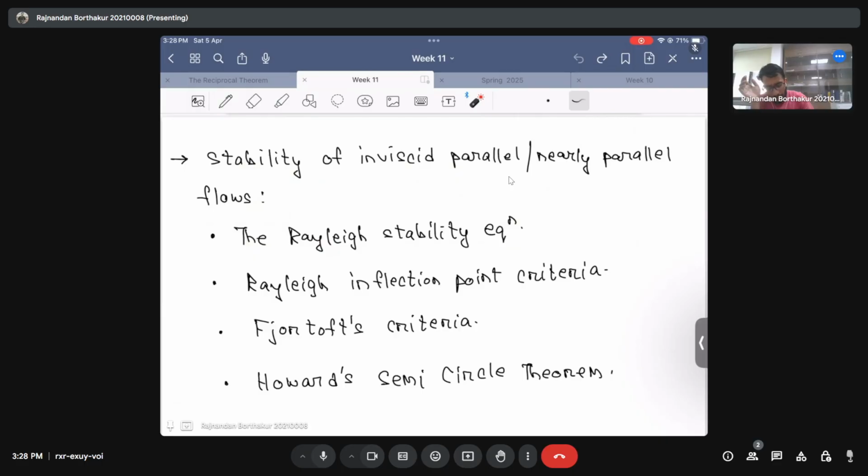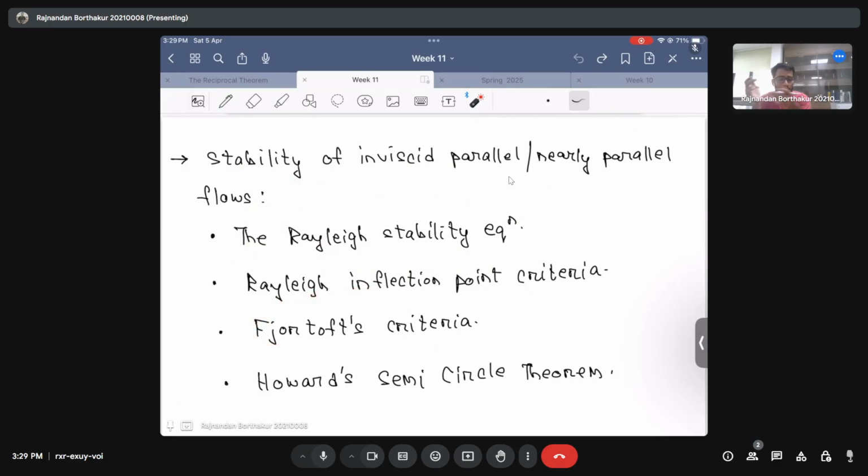As of today we will see this. I don't think we can finish it because it's a long exercise, and we'll proceed very slowly given that we are doing it for the first time. But once we are done deriving the Rayleigh stability equation, I'll give you certain insights into it, and then we'll look into some stability criteria that can be derived from it. One of those is the Rayleigh inflection point criterion, and a stronger criterion is Fjortoft's criterion.